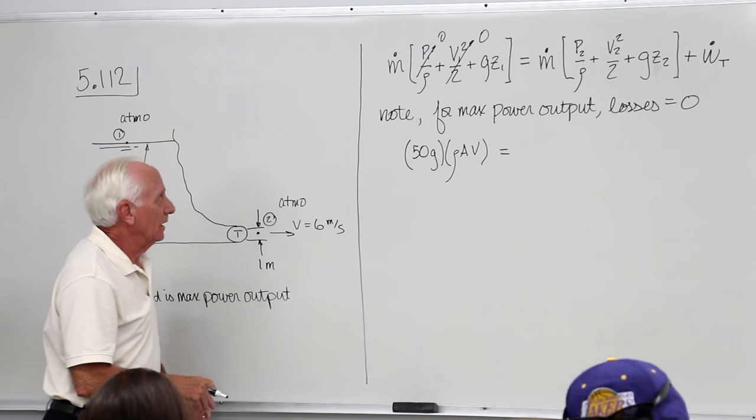What was the first problem given to you? The losses were zero. You had to understand that. Maximum power output. What if the problem says, what is the minimum pumping required? The word minimum means the losses are zero. What if the problem says, the maximum turbine output? Losses are zero. The minimum pump power required would be with no losses. The maximum turbine output would be with no losses. But the words minimum and maximum mean something.